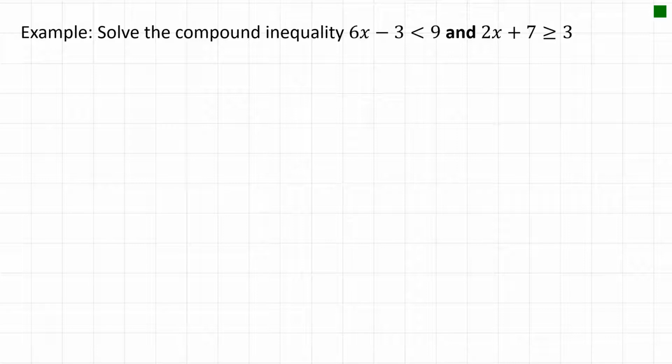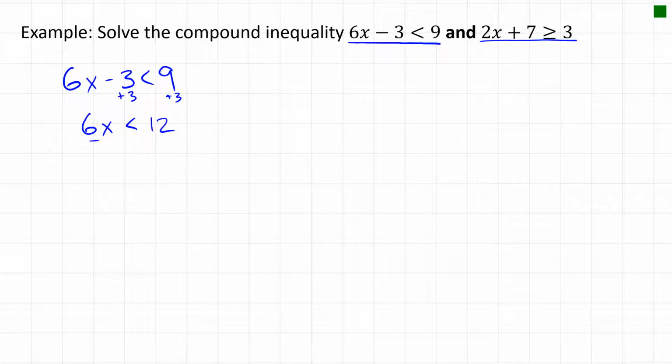So we're just going to start with an example. We're going to solve the compound inequality 6x minus 3 is less than 9 and 2x plus 7 is greater than or equal to 3. We'll start with the left-hand inequality. 6x take away 3 is less than 9. To solve this inequality, we'll add 3 to each side. So 6x is less than 12. Then we divide each side by 6. So x is less than 12 divided by 6, which is 2. So that's one of the two inequalities.